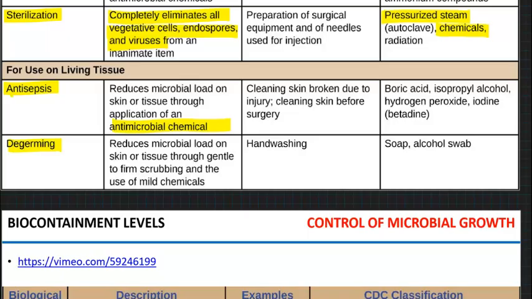Degerming is the reduction of microbial load by scrubbing. When you wash your hands with the regular soap, soap helps to remove microorganisms from the surface of your skin simply by scrubbing your skin and just wash them away. Does that make sense? At the same time, if you apply alcohol sanitizer on your skin, alcohol kills microbial cells because of its chemical properties. That's going to be antiseptic treatment. Okay, make sense?